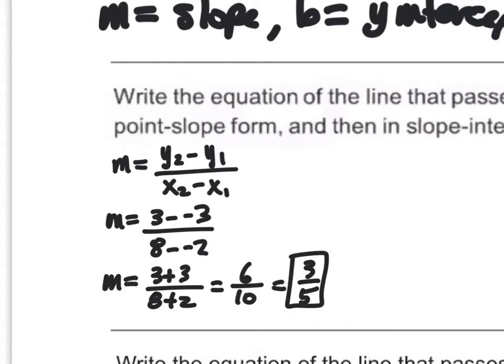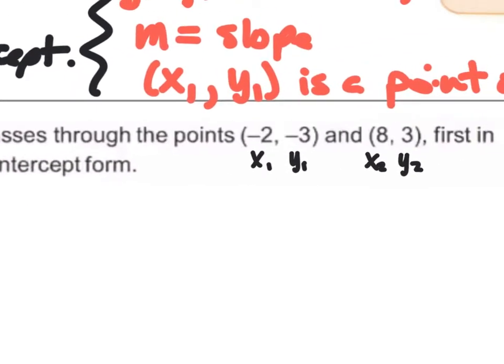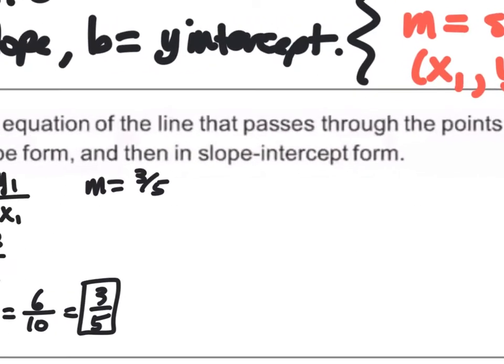Now that I have my slope, m equal to 3/5, I need to identify what x sub 1 and y sub 1 are. We could use either of these points. It doesn't matter which point we use as long as we choose one of them. I'm just going to choose the point we had already chosen as x1 and y1. So x sub 1 is equal to -2, and y sub 1 is equal to -3.